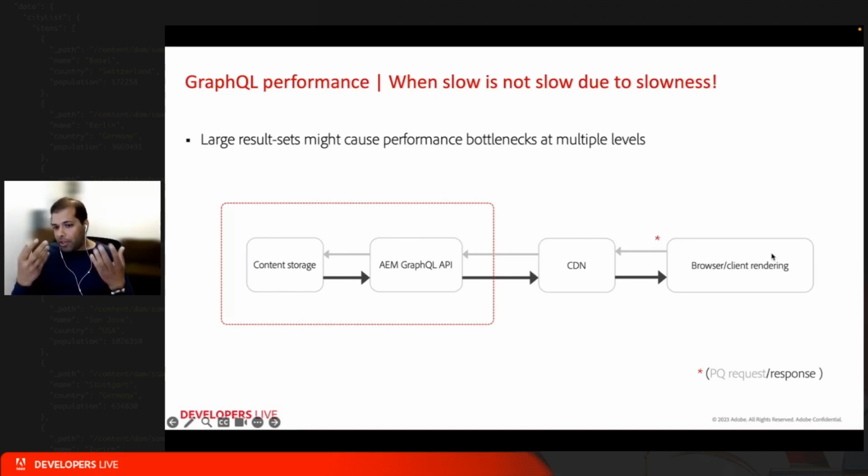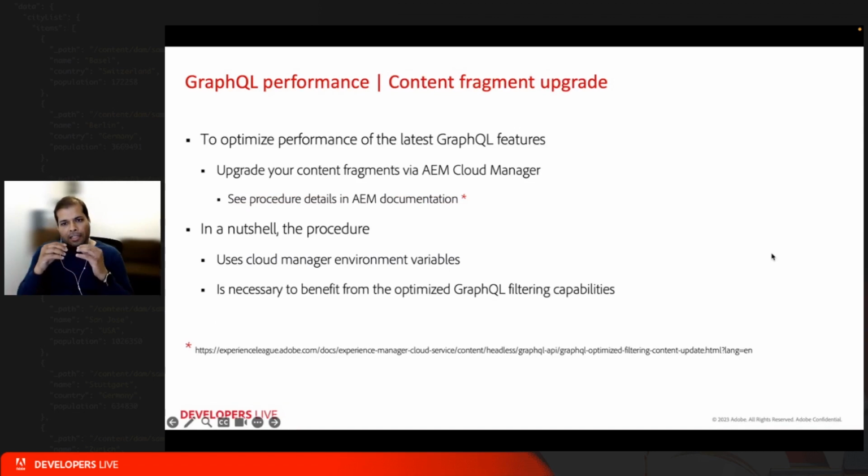This leads us to the question of how you can prepare your content fragments for optimized access via GraphQL in AEM. To benefit from the latest GraphQL performance optimizations, customers can run a procedure using the Cloud Manager UI. That is to upgrade their content fragments. Further details on running the procedure are available in the Experience League documentation, but in a nutshell, the upgrade procedure is triggered using the Cloud Manager UI. The procedure is flexible to do the upgrade on author and publish tiers separately, and it is required to benefit from the filtering enhancements that we shall discuss in the next sections.